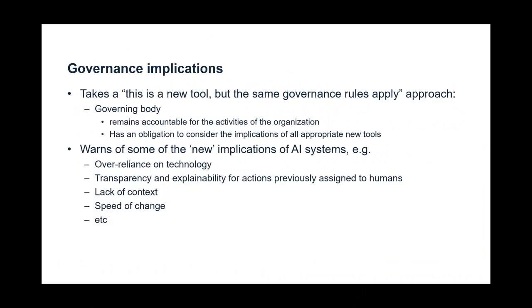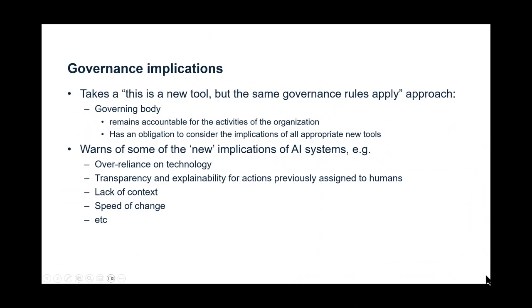In the first section, the governance implications, this standard is trying to avoid reinventing the wheel. The approach and the lens is that AI is yet another new tool, therefore the same governance rules apply. So the governing body still remains accountable for the activities that happen within the organization, and also has the obligation to understand and consider all of the implications that are introduced through use of this new technology and its specific characterization.